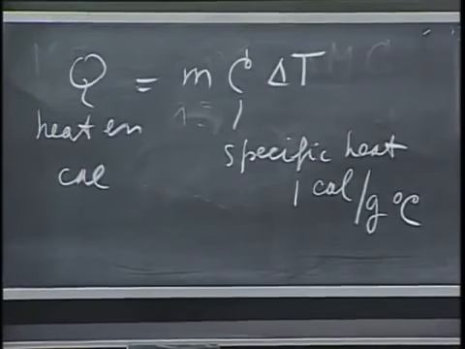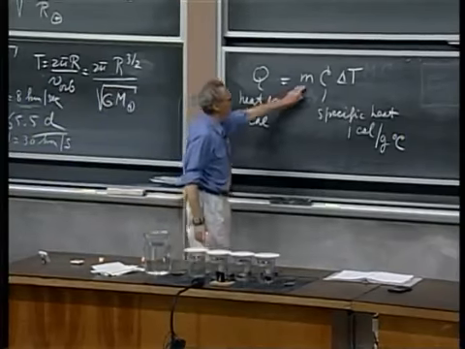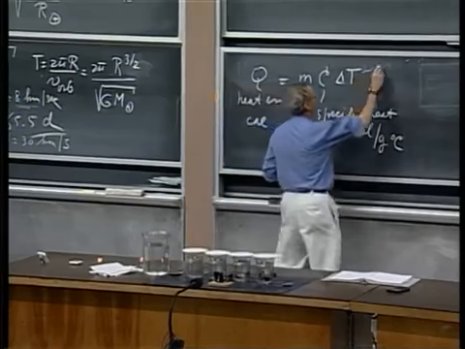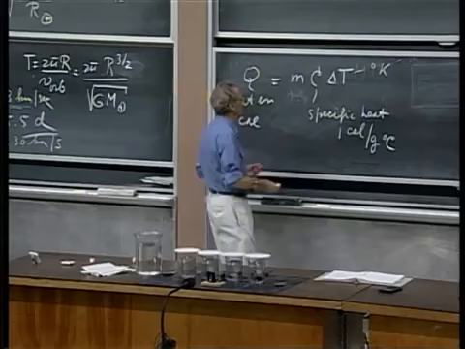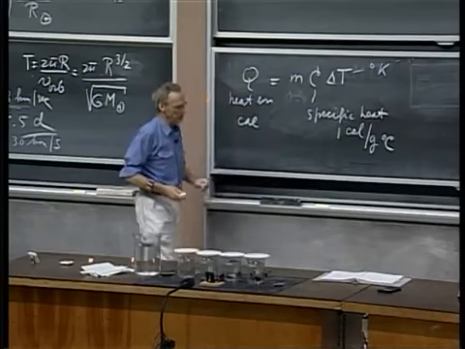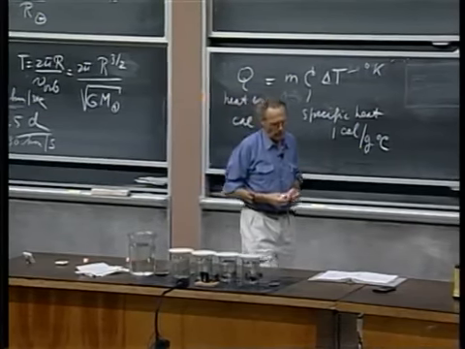So we increase the temperature of an object. The object has a mass m. We increase the temperature by this much, so many degrees Kelvin or degrees centigrade, that's the same. And then this is the number of calories that you have to put in there.